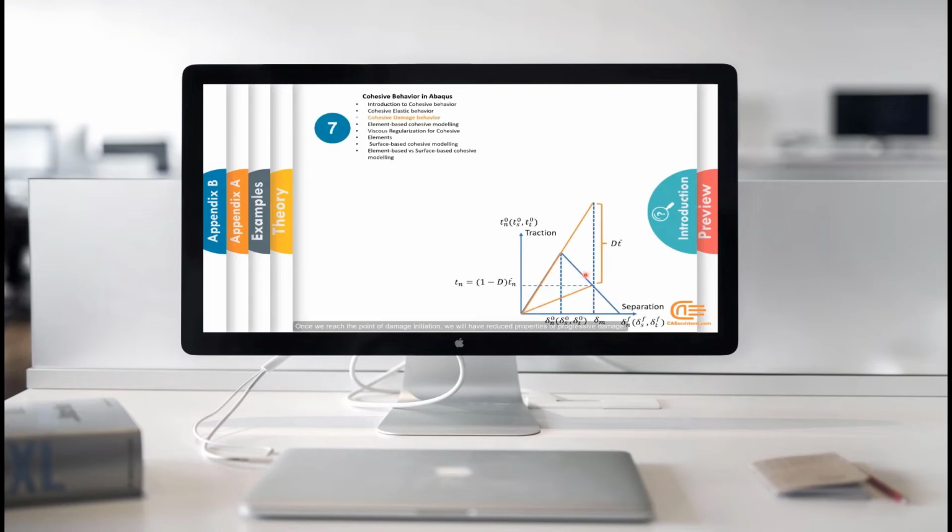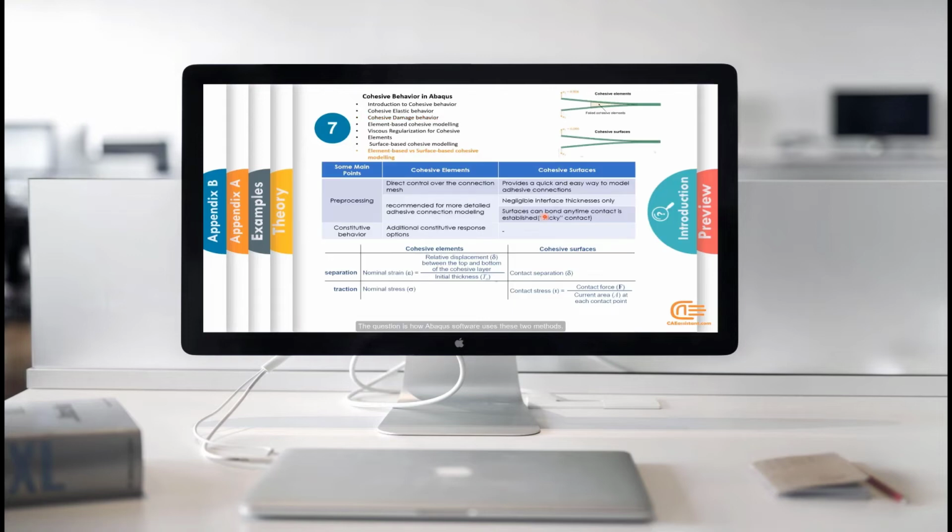Once we reach the point of damage initiation, we will have reduced properties or progressive damage. If we want to calculate stress at any point in the reduced stiffness phase, we must use these relationships. The question is how Abaqus software uses these 2 methods. In the cohesive elements method, you have the nominal strain for separation, which is obtained by dividing the relative displacement between the top and bottom of the cohesive layer by the initial thickness.